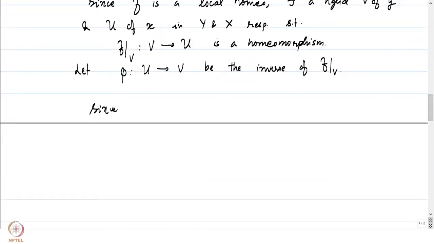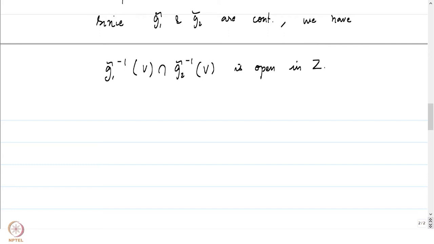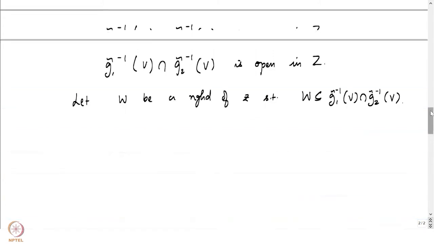Before we progress further, we also know that G1 tilde and G2 tilde are continuous functions, right? So, since G1 tilde and G2 tilde are continuous, if you pull back capital V, that's going to be open for both G1 tilde and G2 tilde. Pullbacks under G1 tilde and G2 tilde, both are going to be open, and therefore, its intersection will also be open. G1 tilde pullback of V intersected with G2 tilde pullback of V is open in Z. In particular, our point Z is an interior point, and let W be a neighborhood of Z such that W is contained in G1 tilde inverse of V intersected with G2 tilde inverse of V. This can always be arranged. So, let me just draw a few pictures for you.